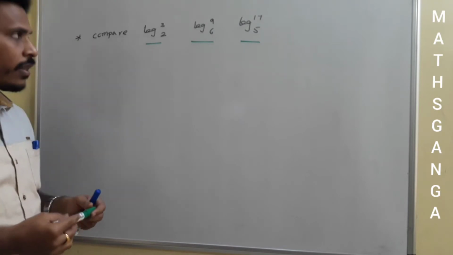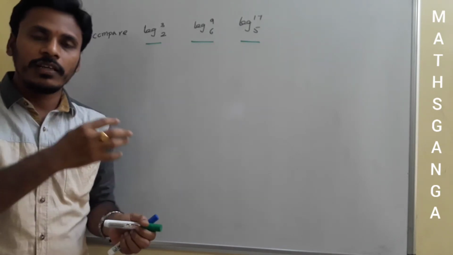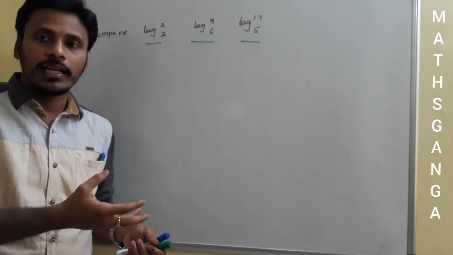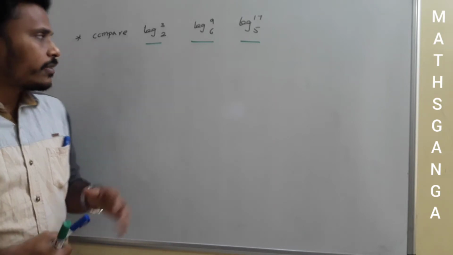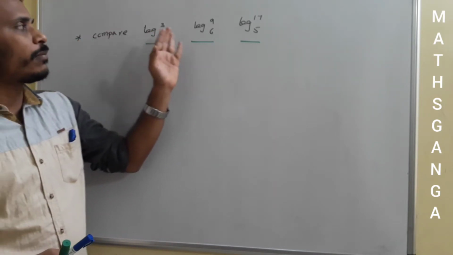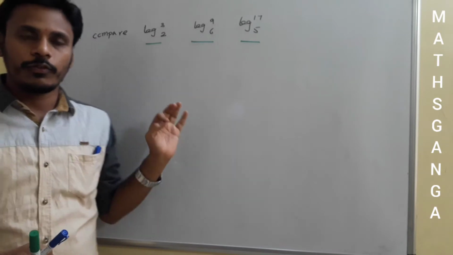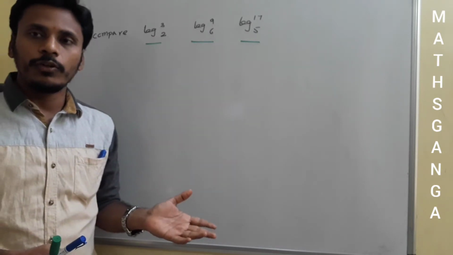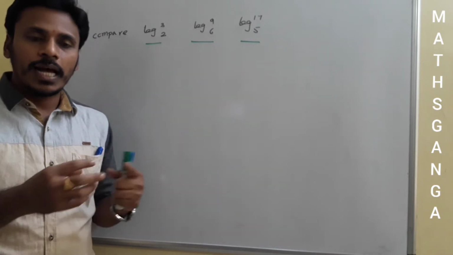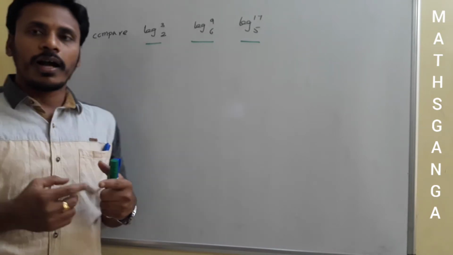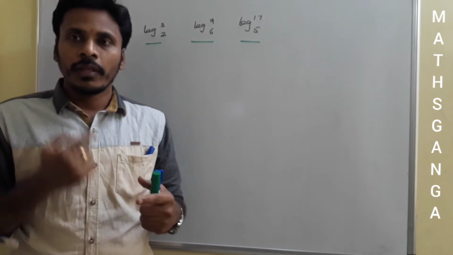So comparison, in the sense we need to arrange these three logarithmic values either in ascending order or in descending order. We don't know the direct values of log 3 base 2, log 9 base 6 and log 17 base 5. Since we don't know these values, we need to compare these logarithms just by using the concept of logarithmic inequalities.